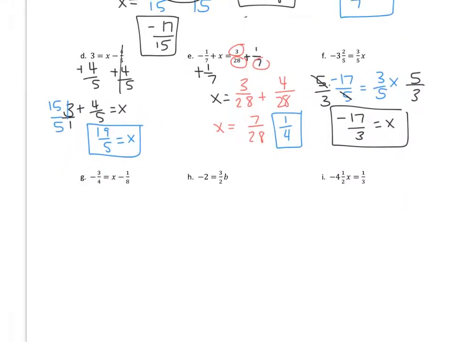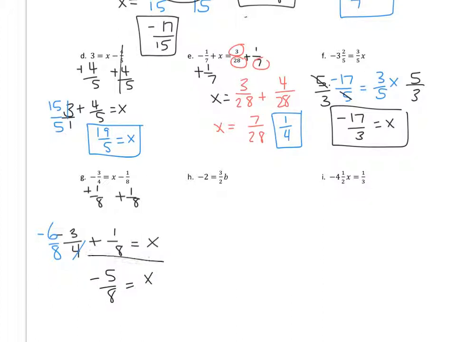And then the last few. So for letter G, to solve for x, I have to add 1/8 to each side. So I have to add negative 3/4 plus 1/8. My common denominator is going to be an 8, so I have to multiply negative 3 by 2, so it's negative 6. So negative 6 plus 1 is negative 5/8 equals x, and that does not reduce.